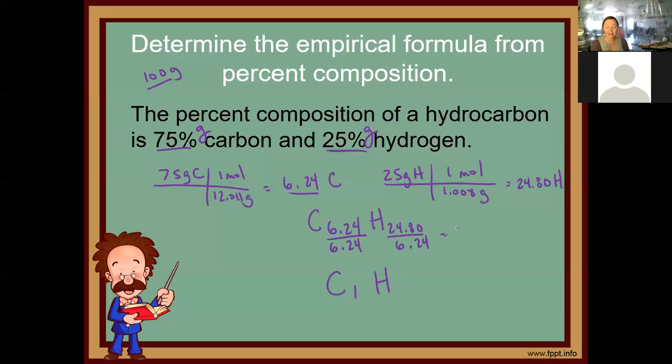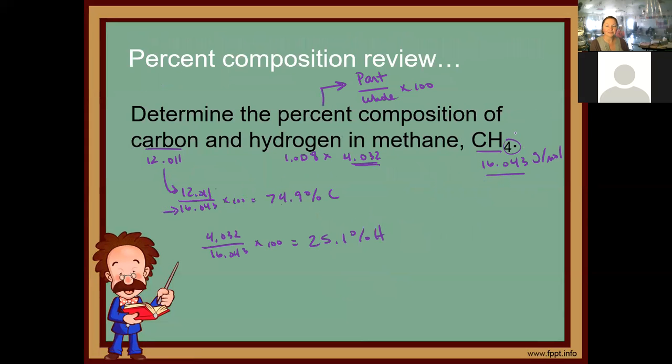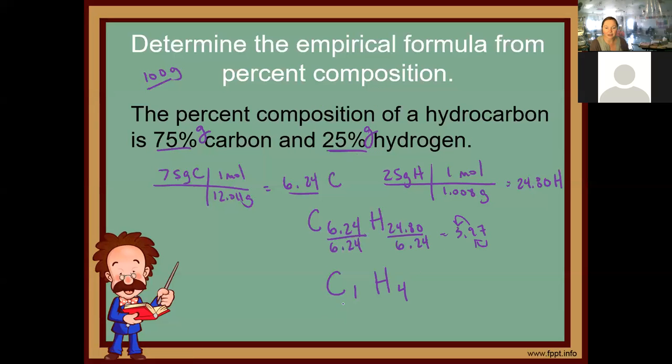3.97. Round that 7, that 9 is going to turn that 3 into a 4. My friends, look. We just went backwards. We found our CH4. We totally just found CH4.